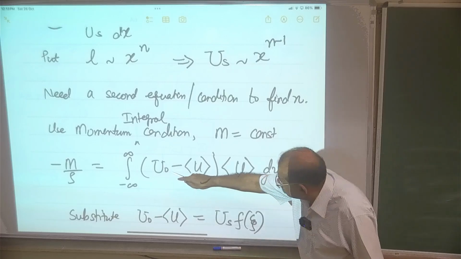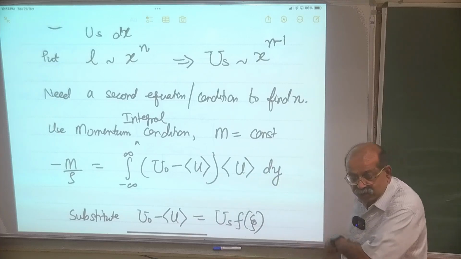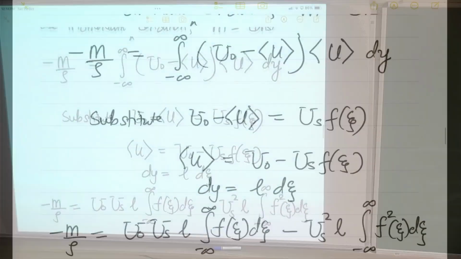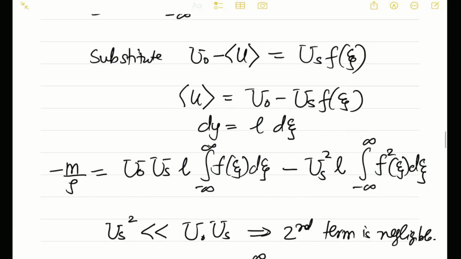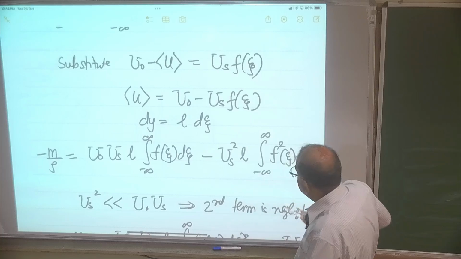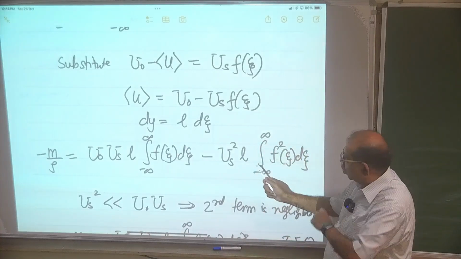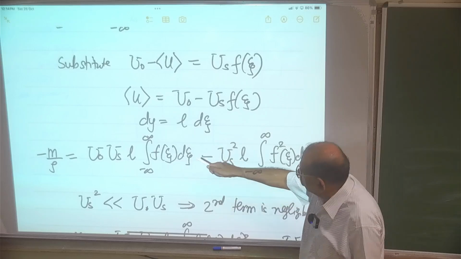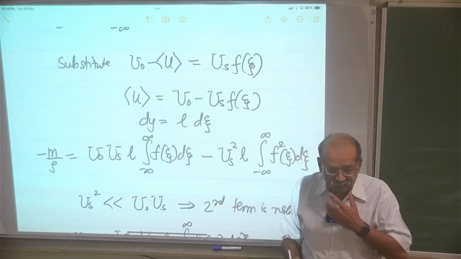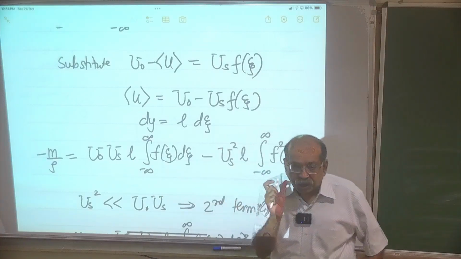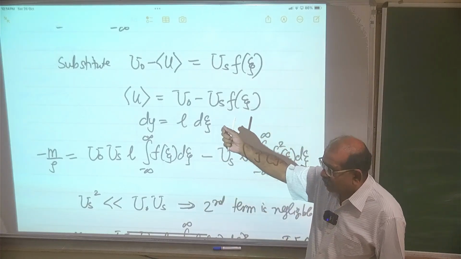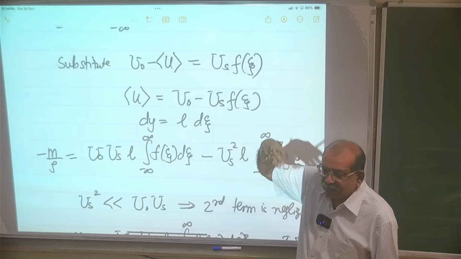So the momentum flux, which is u0 minus u times u dy, we express in terms of f and zeta. When we do this, what we get is u0 us L times the integral of f d zeta. The second term is of a relatively small order of magnitude because it is us square. So this u0 us L must be constant. This gives rise to the condition that the product of us times L must be constant. So us went like x to the power of n minus 1, and L went like x to the power of n.